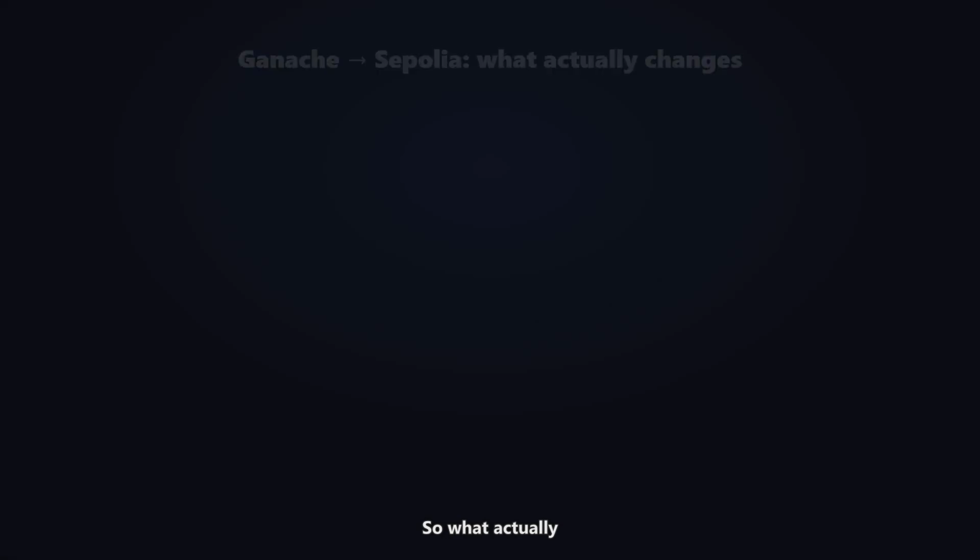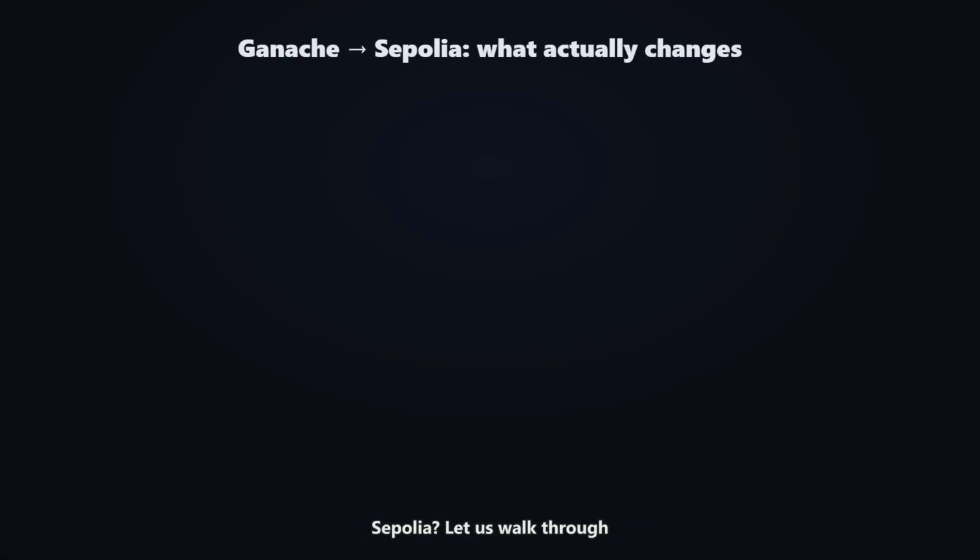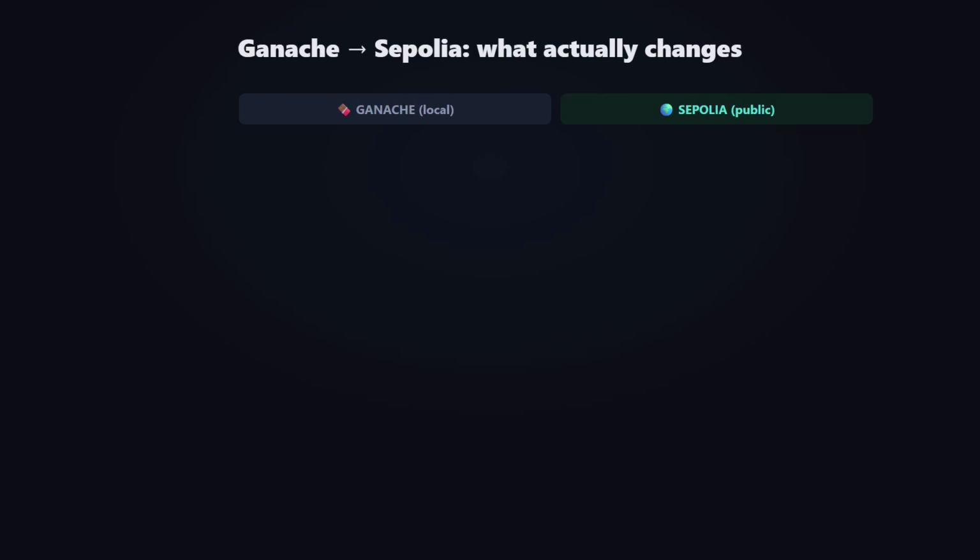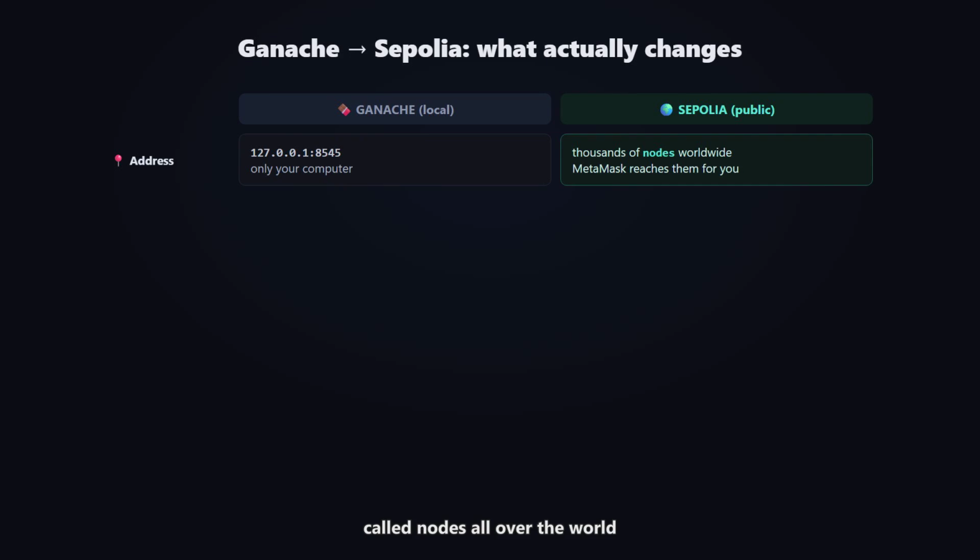So what actually changes when we move from Ganache to Sepolia? Let us walk through it, because every difference teaches you something about how real Ethereum works. First, the address. On Ganache, your blockchain lived at 127.0.0.1, port 8545, a local address that only your own computer could ever reach. On Sepolia, there is no single machine and no single address. The network is spread across thousands of independent computers called nodes all over the world, and MetaMask already knows how to reach them for you.